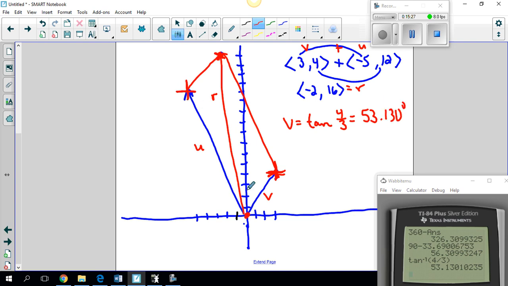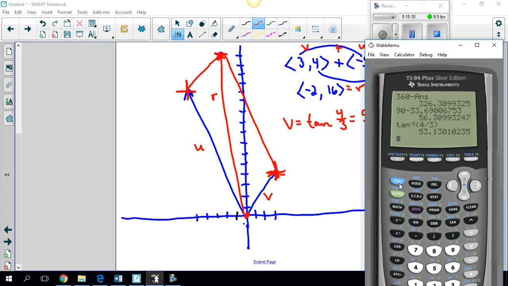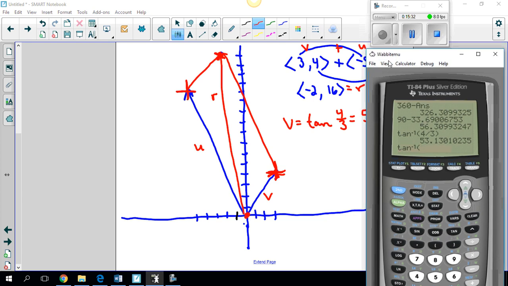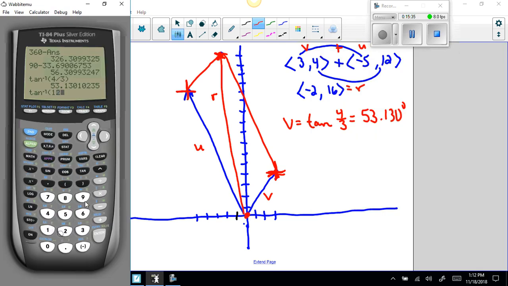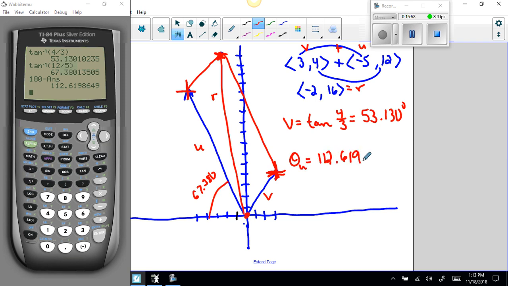And I know vector u, you do inverse tangent of 12/5, and you pick up a reference angle of 67.380, therefore 180 minus the last answer, theta sub u is 112.619, and theta sub v was 53.130.